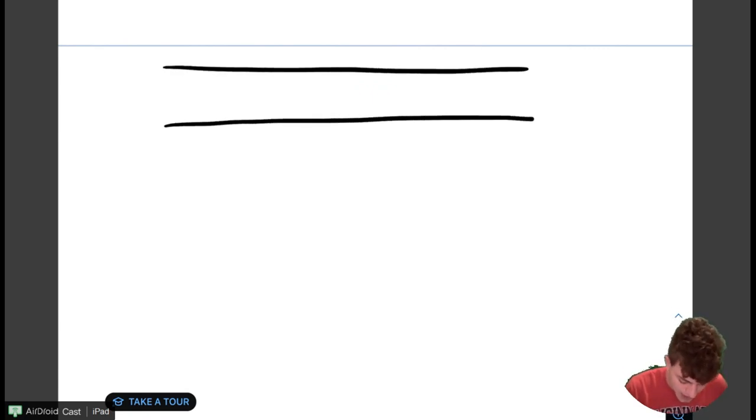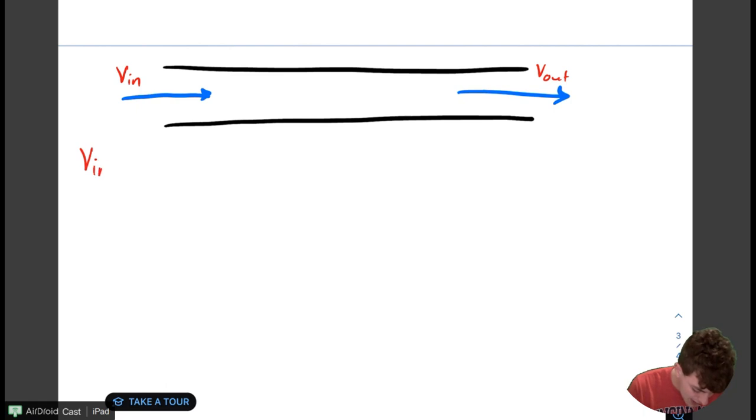And this pipe will have some sort of water flowing through it, and we will say that the velocity entering the pipe is going to be the velocity out of the pipe. So V in is going to be equal to V out. We can also say, we know the fluid is water, therefore it is incompressible, or rho in will be equal to rho out.